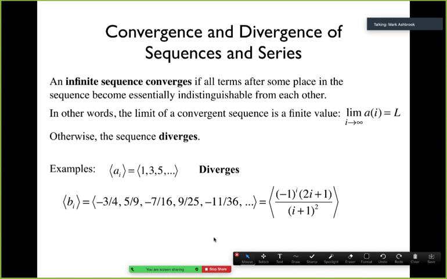So this was the second one we did. We had this alternating sequence, and we came up with the formula negative 1 to the i, times 2i plus 1 over i plus 1 squared. So what about this? What are these terms doing? This problem is like a pre-calc problem with rational functions. In pre-calc, you looked at the end behavior, or the horizontal asymptote.